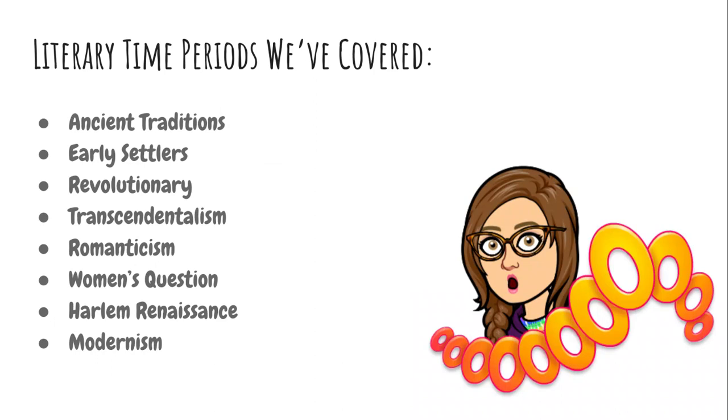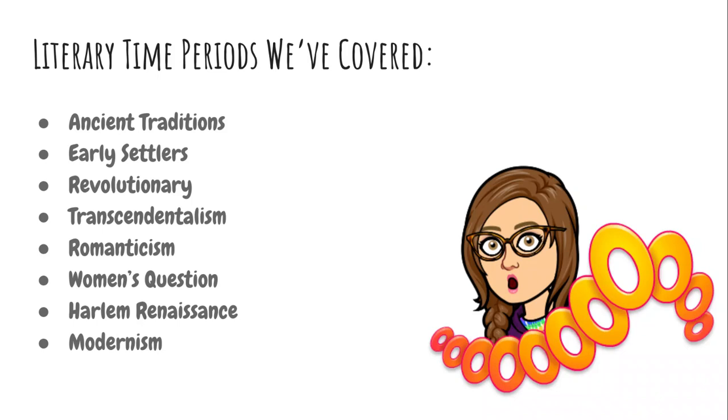So thinking about the literary time periods that we've covered so far, if you think back, we did ancient traditions with the Okanogan and the Ojibwe myths. With early settlers, we covered William Bradford's Of Plymouth Plantation, as well as The Crucible. With the Revolutionary period, we dug into Phillis Wheatley's poetry and letters. Transcendentalism led us to Walden by Henry David Thoreau. We dug into multiple poems and short stories by Edgar Allan Poe for Romanticism.